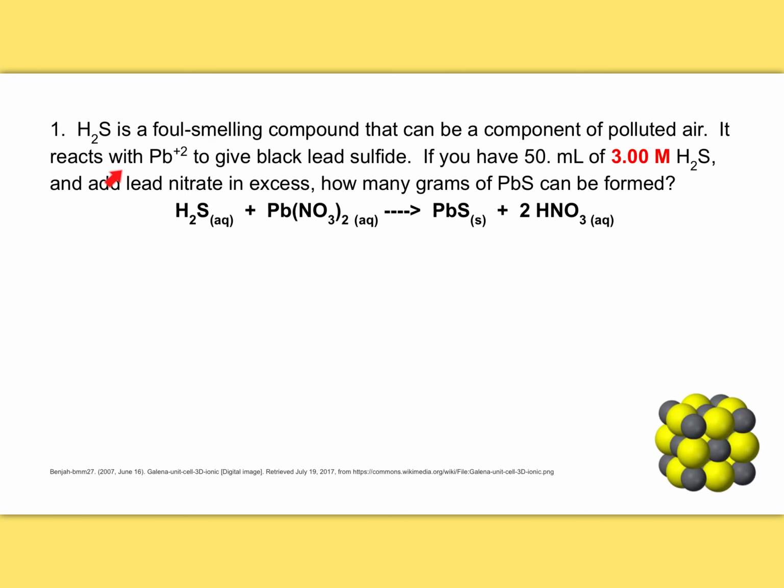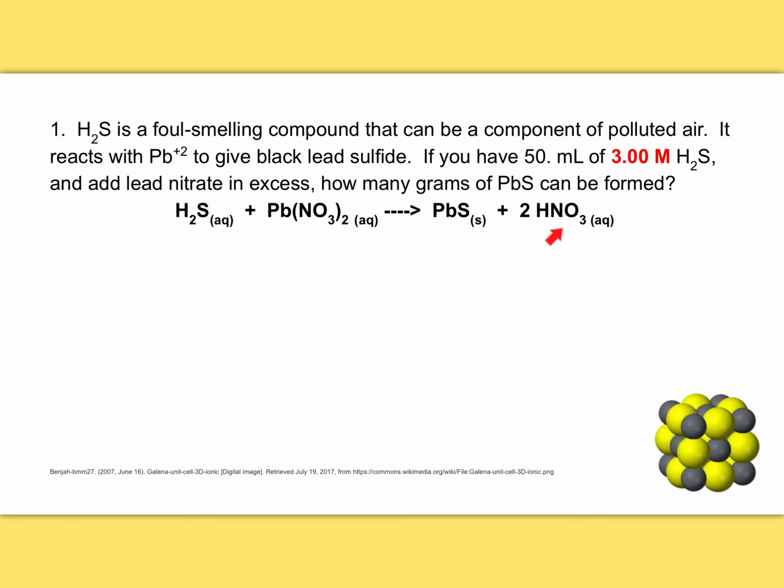Our first question states, hydrogen sulfide is a foul-smelling compound that can be a component of polluted air. It reacts with lead-2 ions to give black lead-2 sulfide. If you have 50 milliliters of 3 molar hydrogen sulfide and add lead nitrate in excess, that means you have lots of it and all the H2S is going to react, how many grams of lead-2 sulfide can be formed? And we're given a balanced chemical equation.